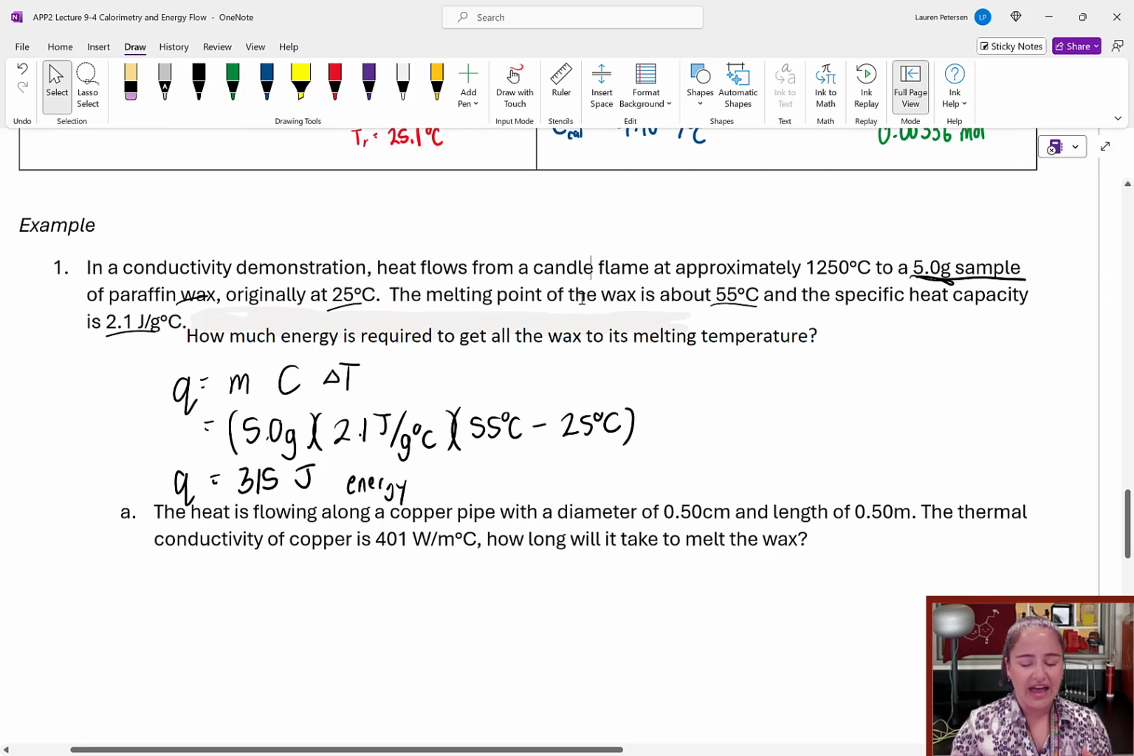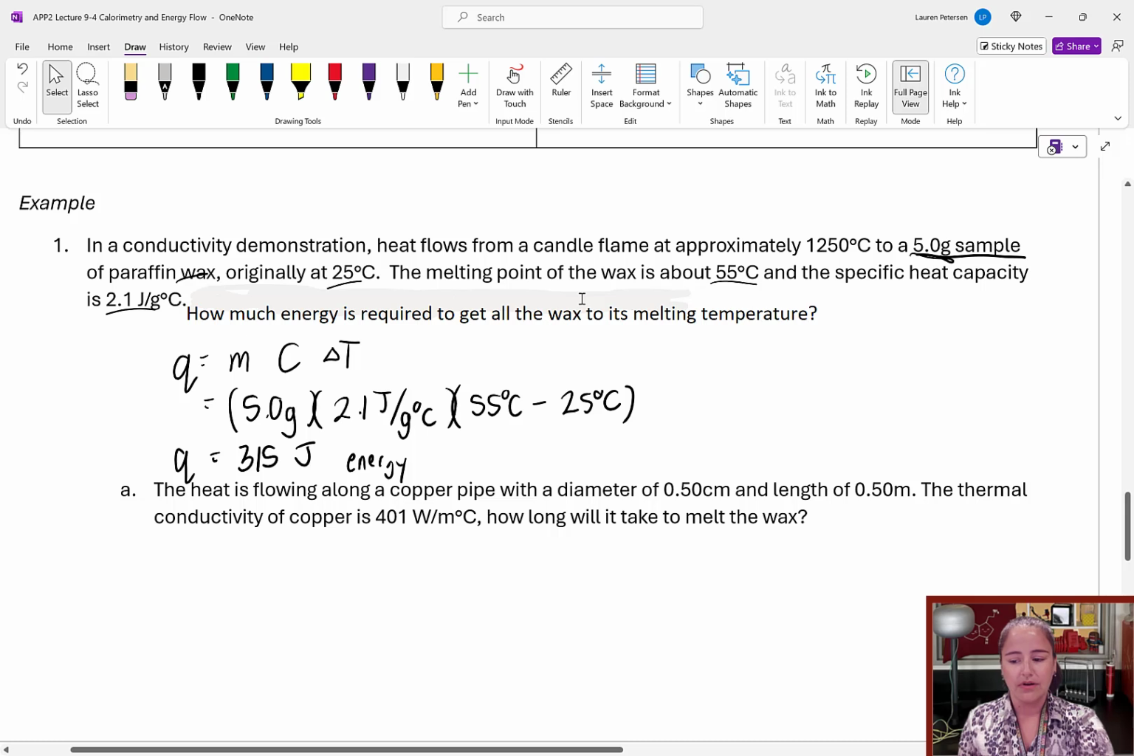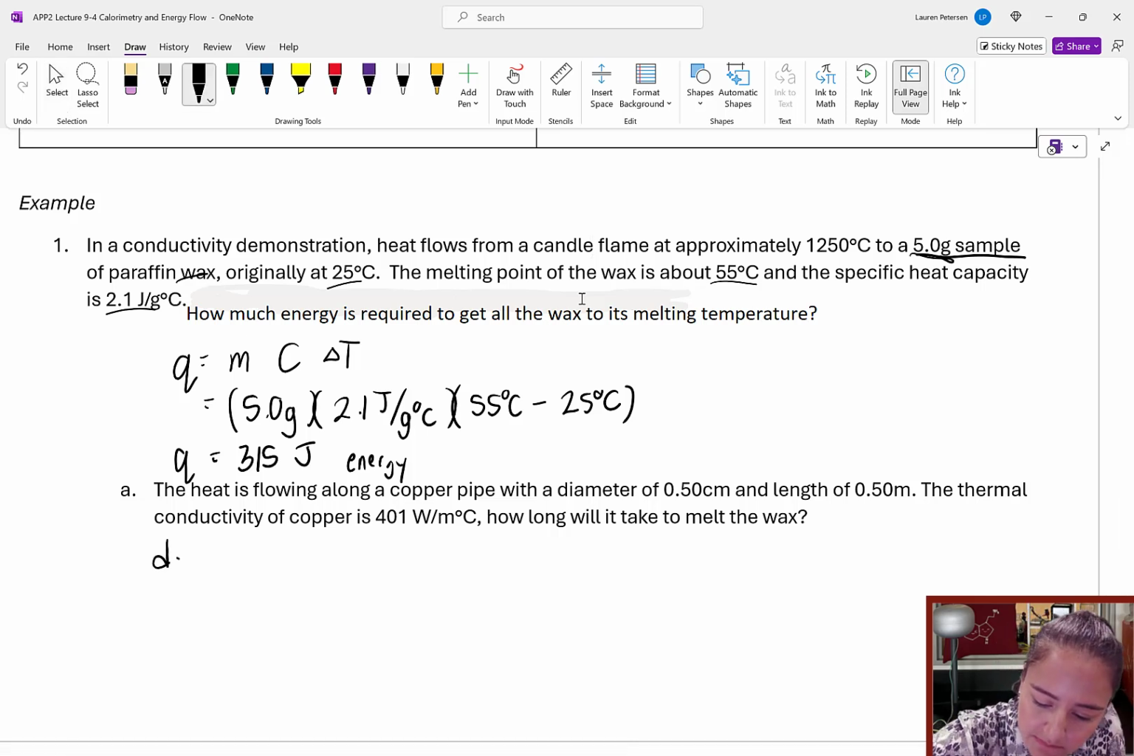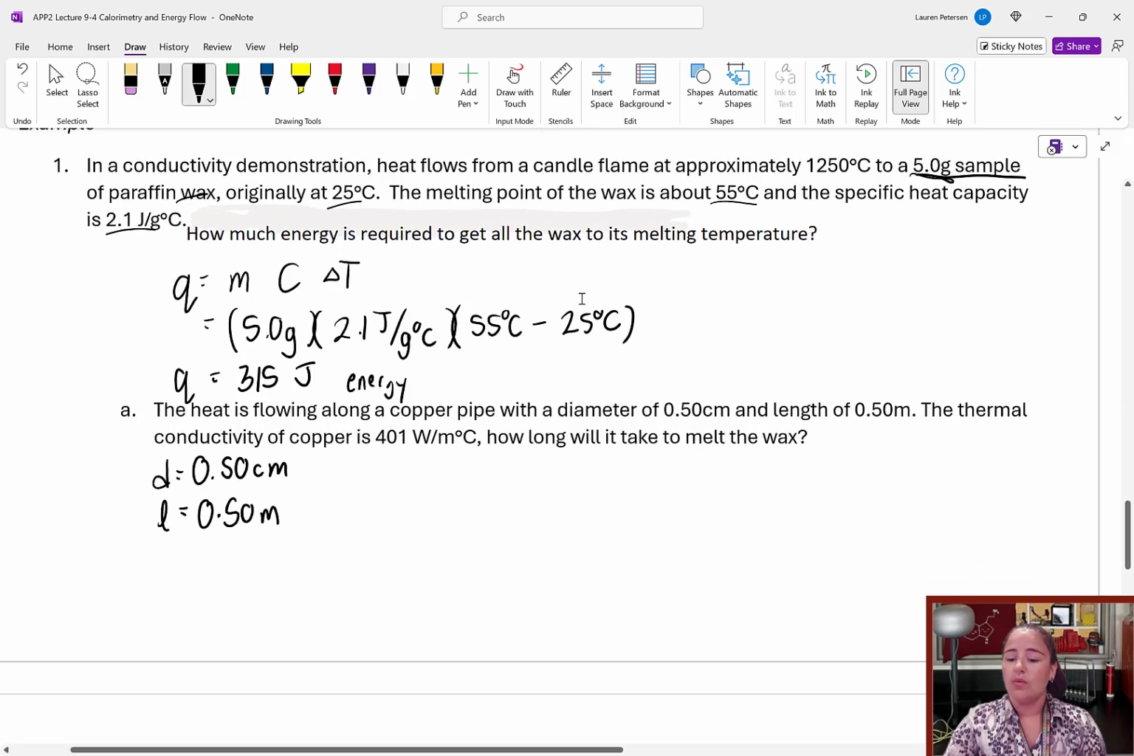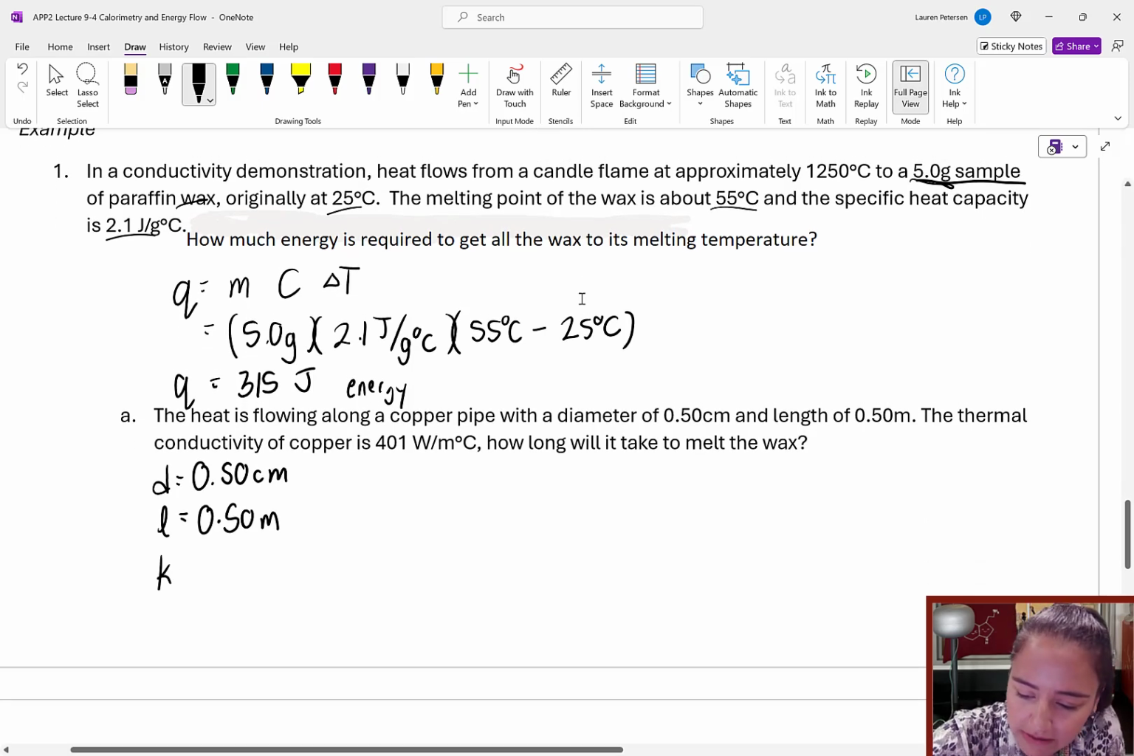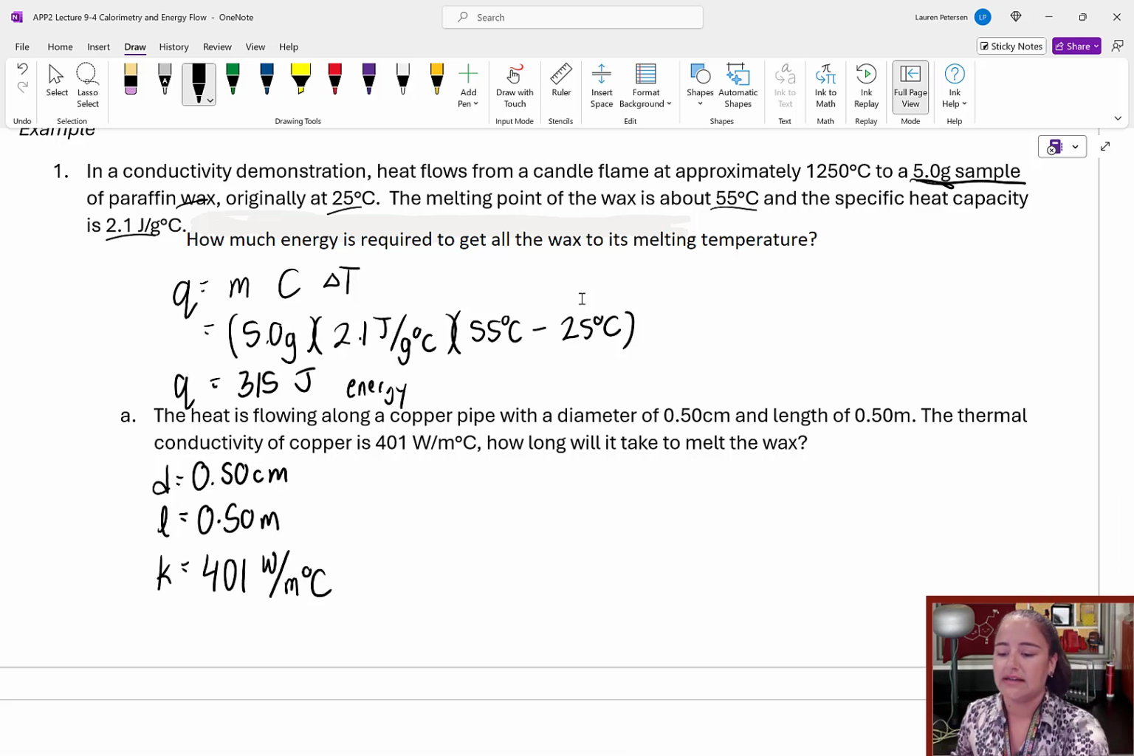Now, what if that heat was flowing along a copper pipe with a diameter of 5 centimeters and a length of 0.50 meters? We also have the thermal conductivity of copper, which is 401 watts per meter degree Celsius. How long will it take to melt the wax? Now it's asking us about a time component, and we're given information about the size and length of the pipe. That's our hint that we're going to be using our conductivity equation.